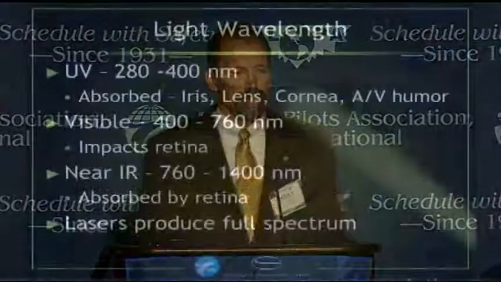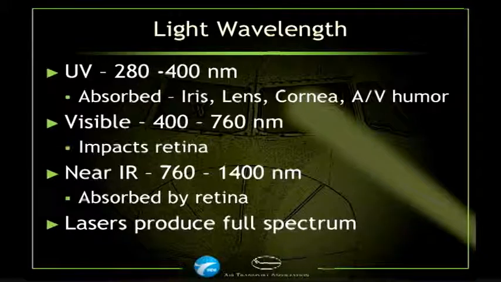The UV spectrum, a lot of the energy in the UV spectrum is absorbed in the fluids in front of the eye: the iris itself, the lens, the cornea, and the vitreous humor. The visible light is in the spectrum of approximately 400 to 760 nanometers, and that impacts the retina. The near infrared spectrum is a little bit longer wavelengths, in the 760 to 1400 nanometers, but that is also absorbed by the retina.